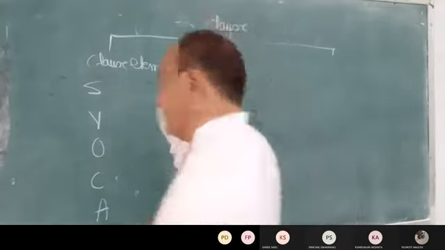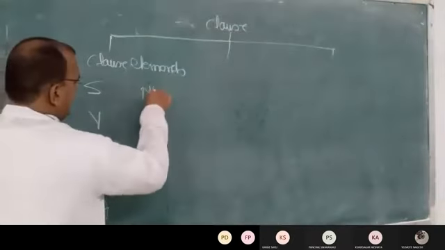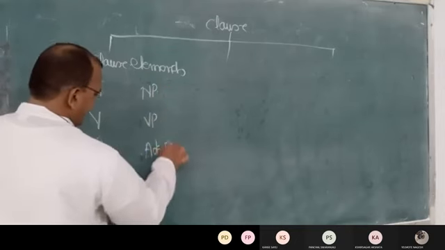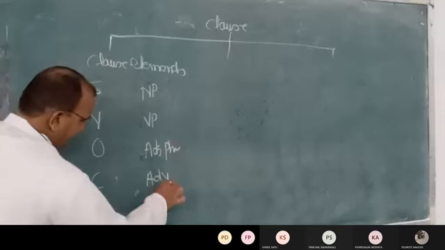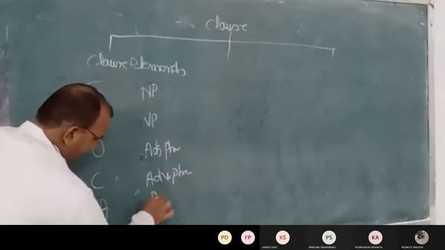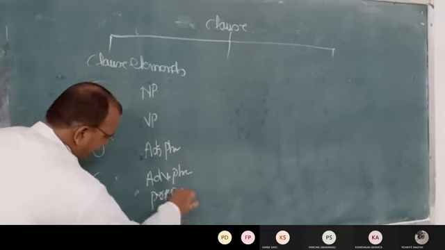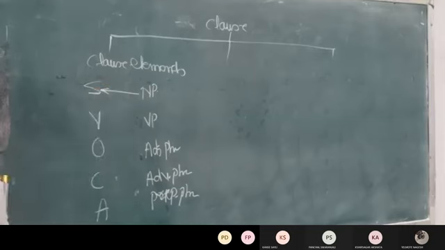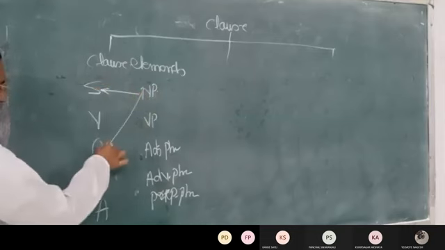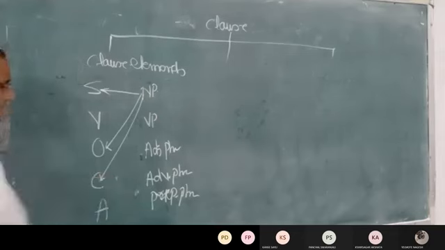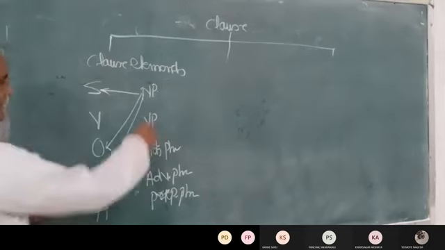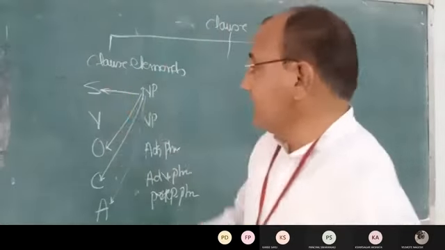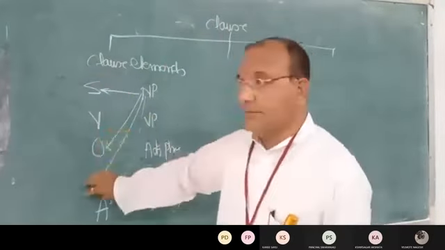Right. And last time I said there are 5 phrases: NP, VP, adjective phrase, adverb phrase, and preposition phrase. NP has maximum functions. NP can function as subject, as an object, as a complement, and sometimes, not always, as adverbial. But mostly you will find that it functions as subject, object, and complement.